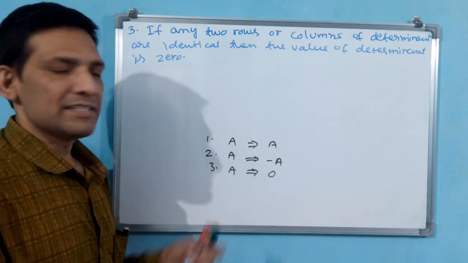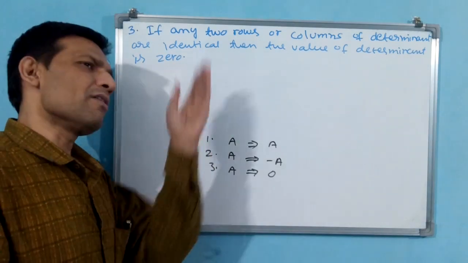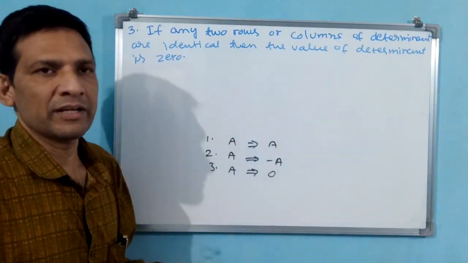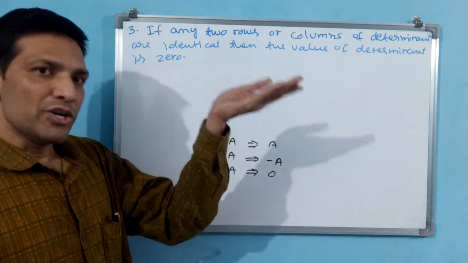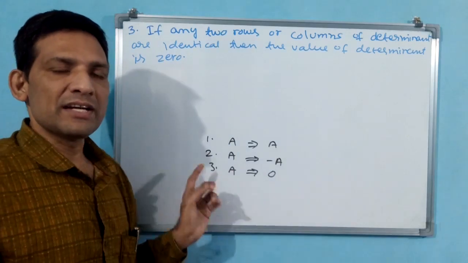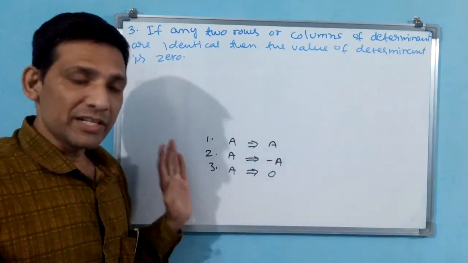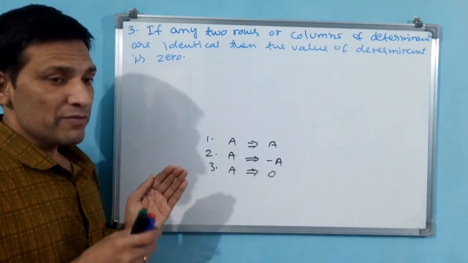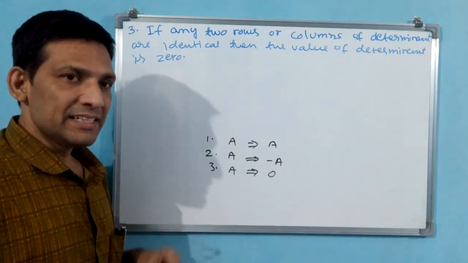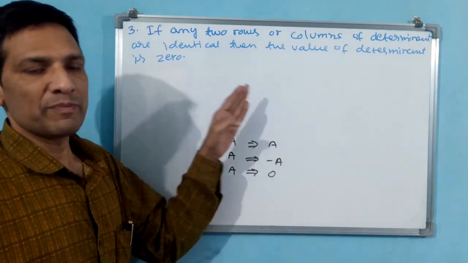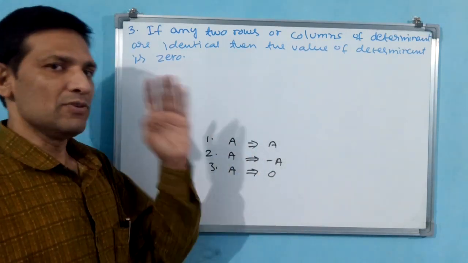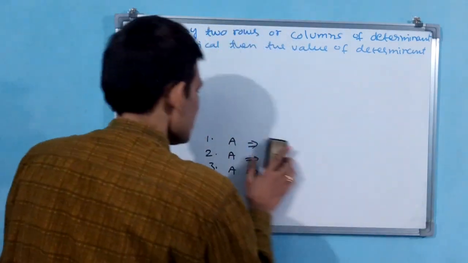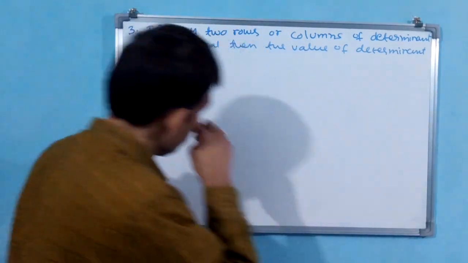For analogy's sake, in the first property, all columns and rows are interchanged but the same value comes: A has become A. Second property, if any two rows or two columns are interchanged, then the determinant becomes minus determinant. Third property, if any two rows or two columns are identical, then the value of the determinant is 0. That means plus A minus A is 0. Let us see.